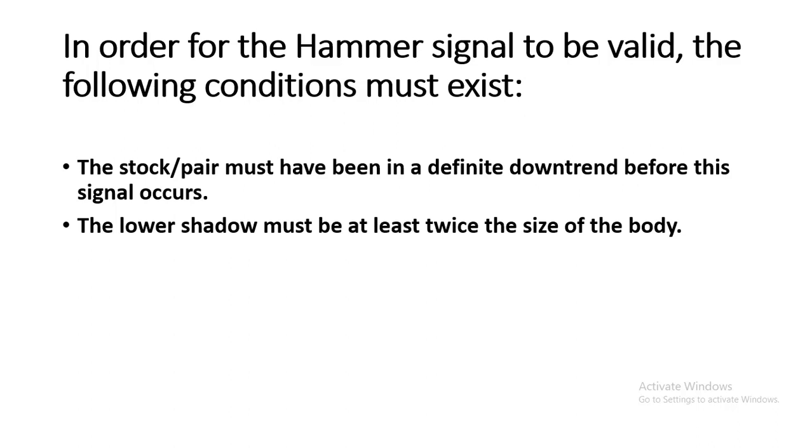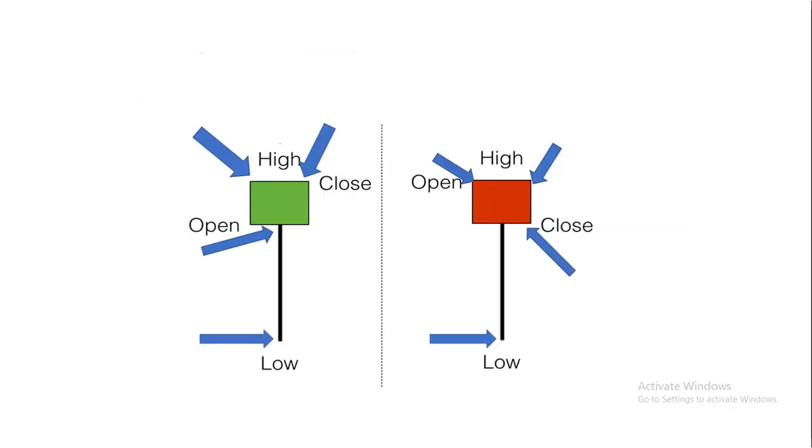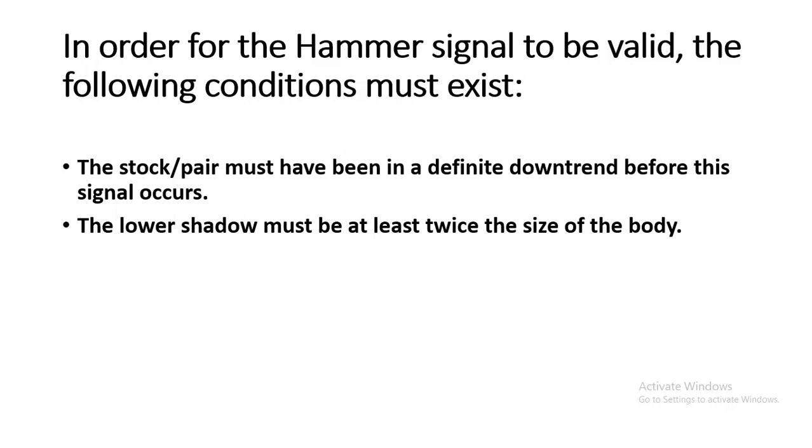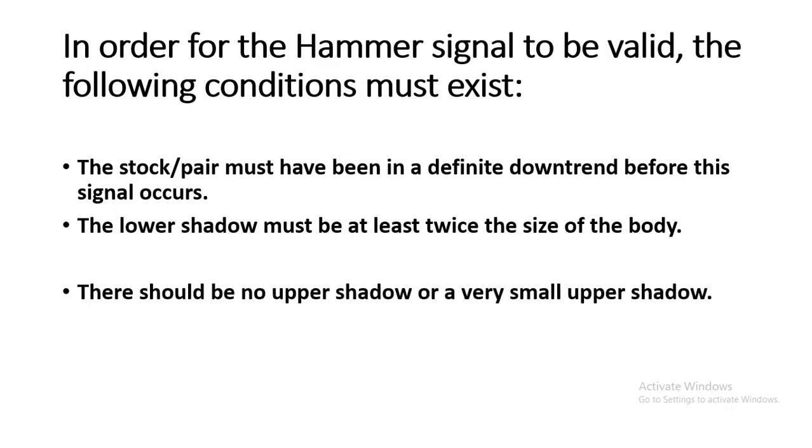Our second condition is the lower shadow must be at least twice the size of the body. If you look at the hammer candle, the candle has made a low, and the shadow should be twice that of the body. Our third condition, there should be no upper shadow or a very small upper shadow.